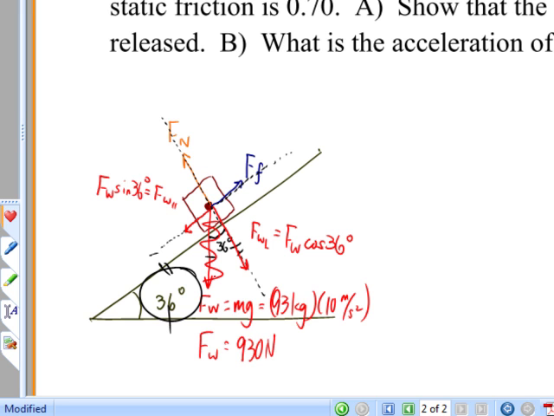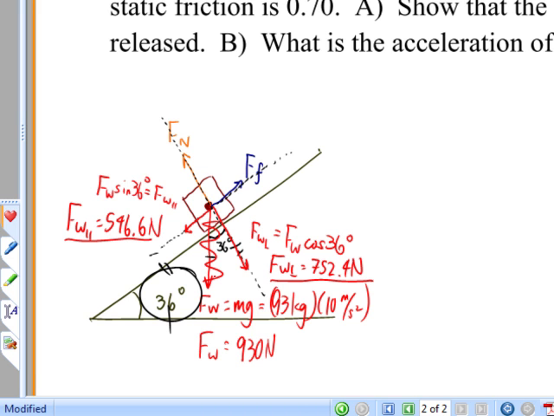So now I can calculate what the parallel and perpendicular components are for this particular incline. The parallel component is going to be 930 newtons times the sine of 36 degrees, 546.6 roughly newtons. And in a similar way we can calculate what the perpendicular component is. It's going to be 930 newtons times the cosine of 36 degrees. And I'll put that into my calculator, and I get roughly 752.4 newtons.